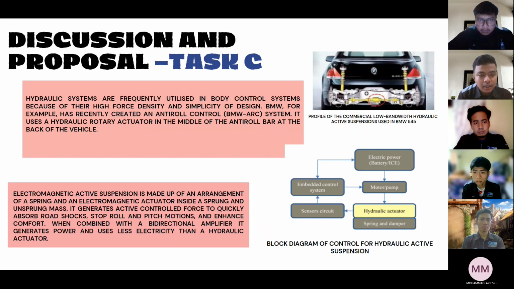Okay, hydraulic systems are frequently utilized in body control systems because of their high force density and simplicity of design. For example, BMW has recently created an anti-roll control, the BMW ARC system. Based on the diagram, this is the profile of the commercial low bandwidth hydraulic active suspension used in the BMW 545. The diagram below is a block diagram of control for hydraulic active suspension.